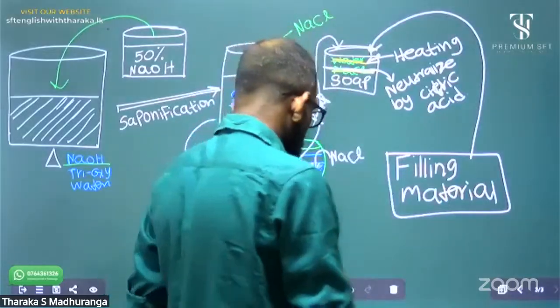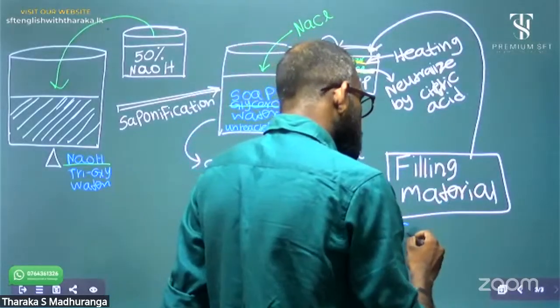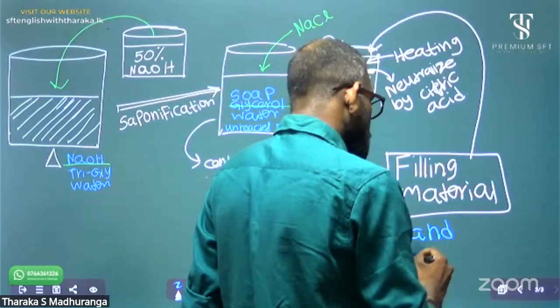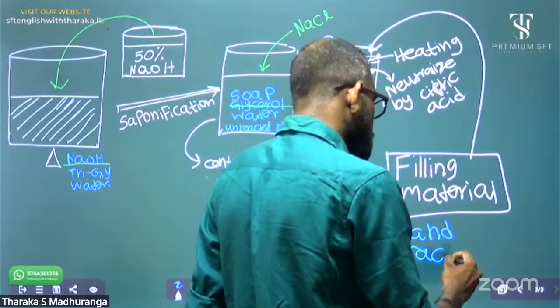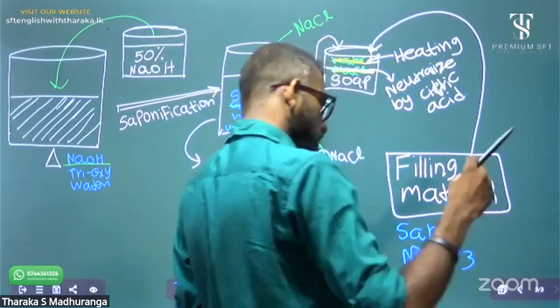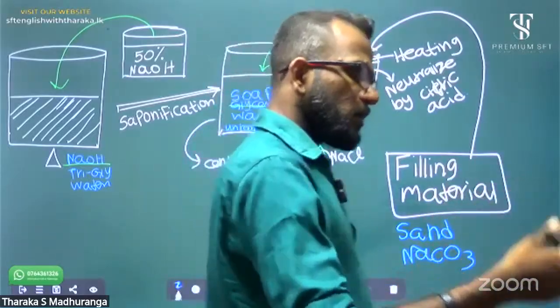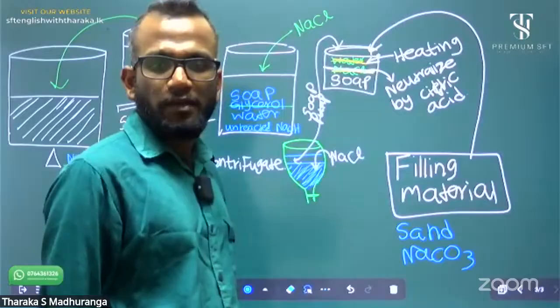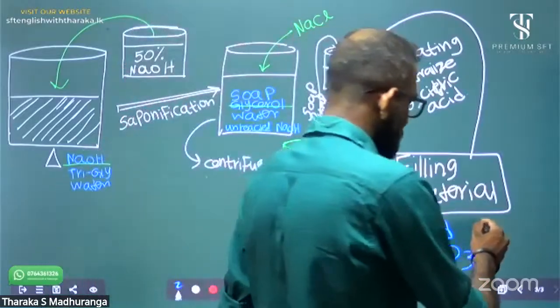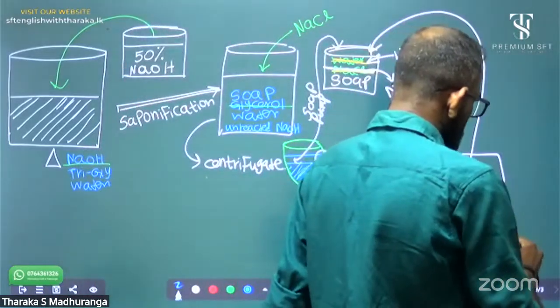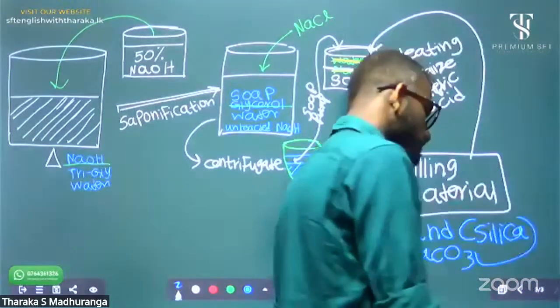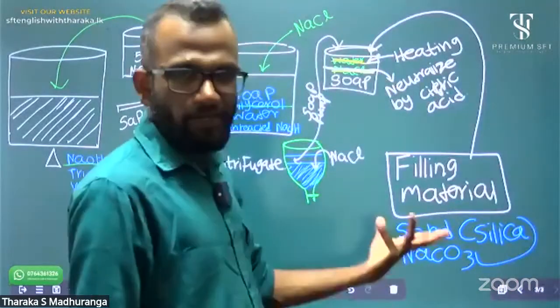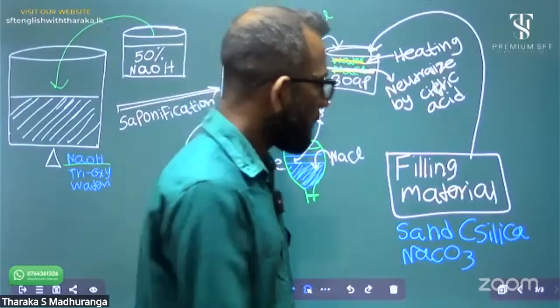Normally, as filling materials, we can use sand and sodium carbonate. Sodium carbonate can also be ground and added. Sand means silica, right? Silica is the name; sand is sand.